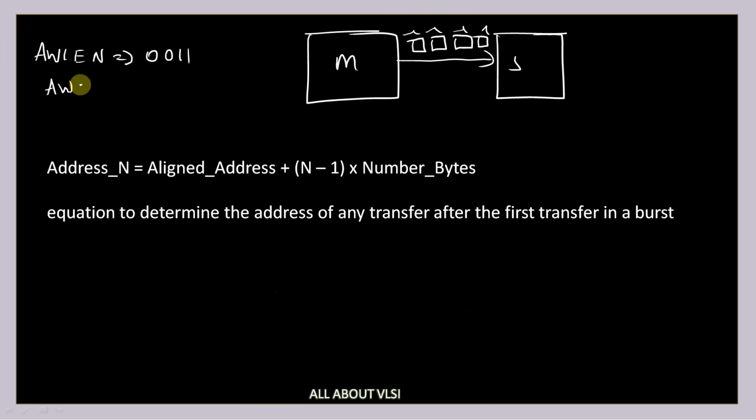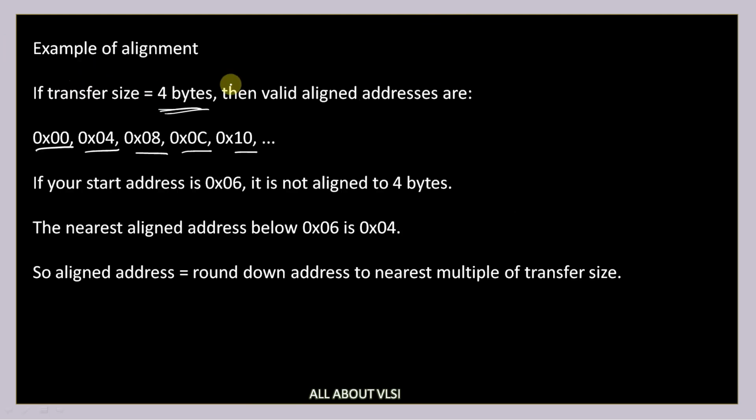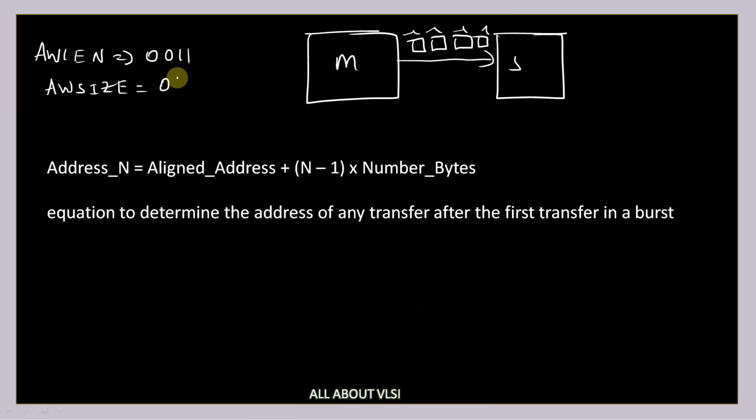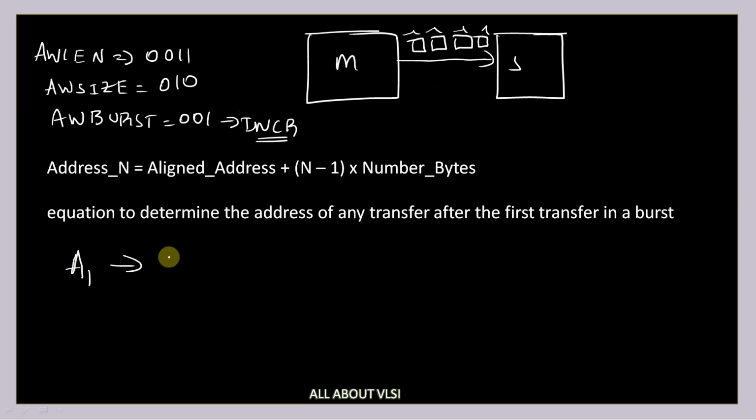Now what is AW size? AW size is 4 bytes, which, you can refer to the table, is 010. AW size is equal to 010. And the type of burst which we are going to perform is an incremental burst. That means AW burst is equal to 001, which is nothing but INCR burst. Now I should know the first base address. Let's say it is A1, and let us take it as an aligned address.